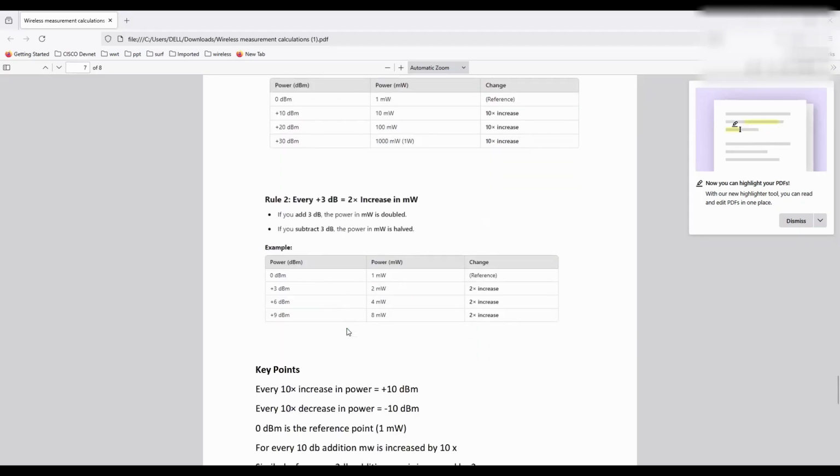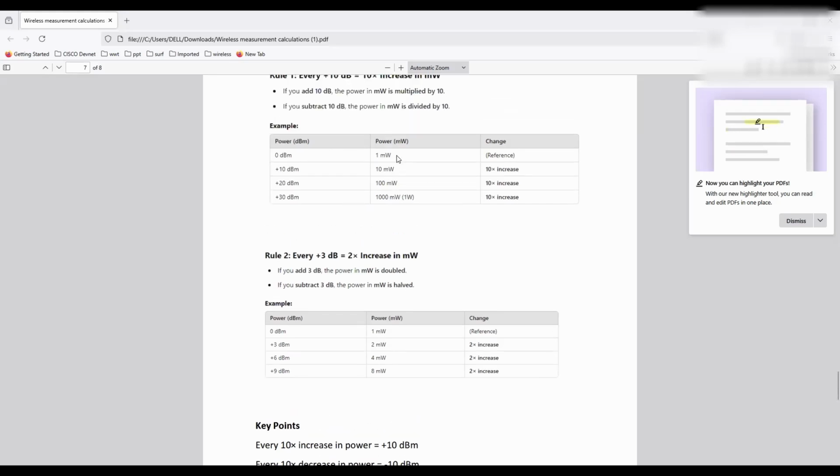3 dB is double, 2x. 0 dB is 1 milliwatt, 3 dB is 2 milliwatts. It is 2 times: 1, then 2, 2 into 2 is 4, then 2 times that is 8. So it increases 2 times each step. The other increases 10 times: 1 into 10 is 10, 10 again 10 times is 100, and 100 times 10 is 1000.